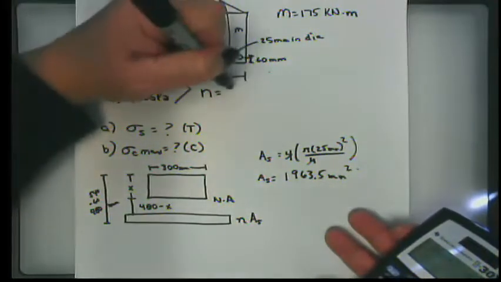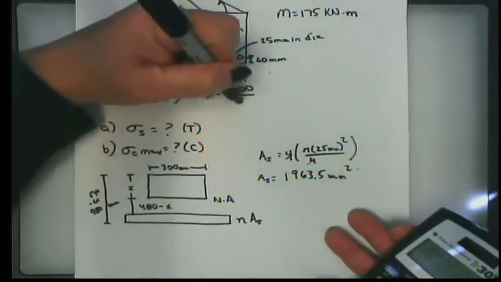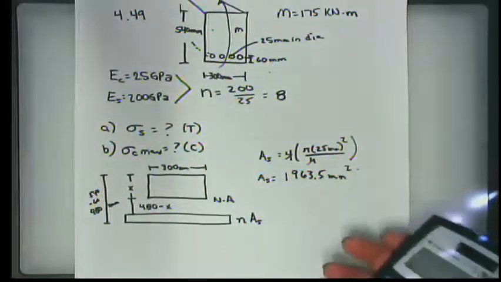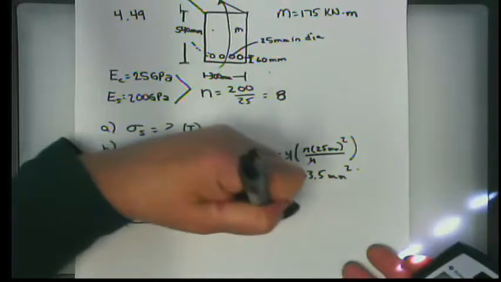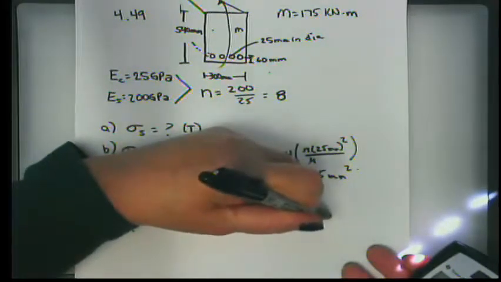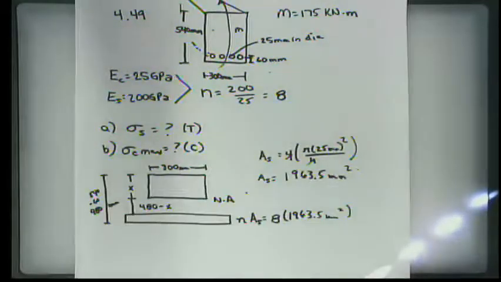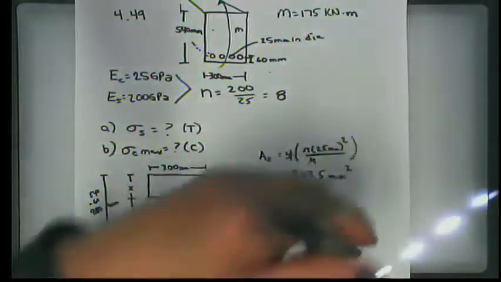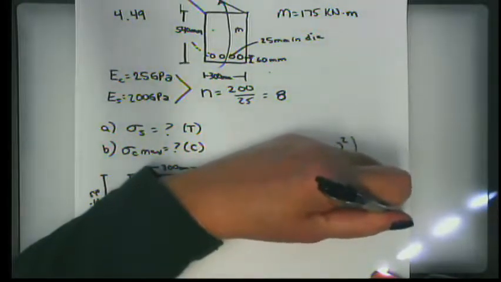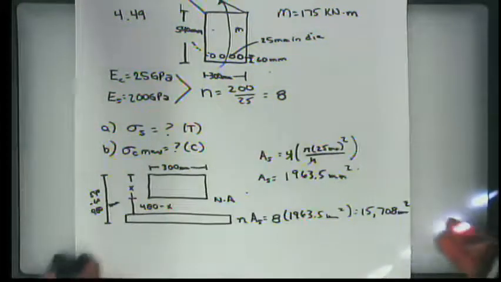Now the next thing I need to do is to compute n, or the ratio of my moduli of elasticity. So that's 200 over 25, which is 8 even. Okay, so then I compute nAs, which is equal to 8 times 1963.5 millimeters squared, which is 15,708 millimeters squared.